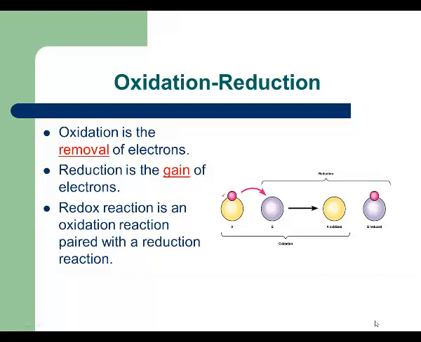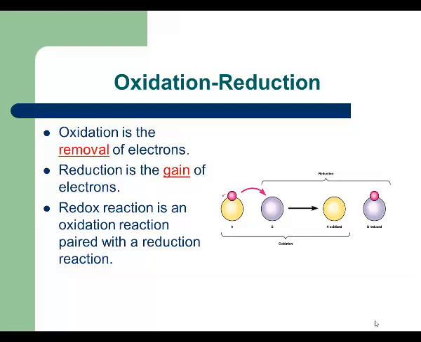Before we continue talking about catabolic pathways, let's talk about how chemical reactions occur. All chemical reactions are based on oxidation-reduction reactions. Oxidation means removal of electrons. Reduction is gain of electrons.